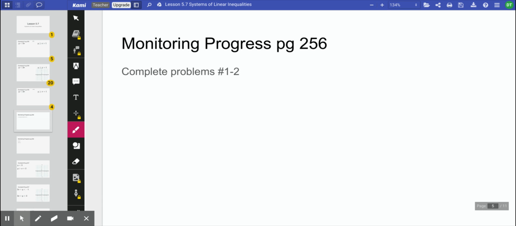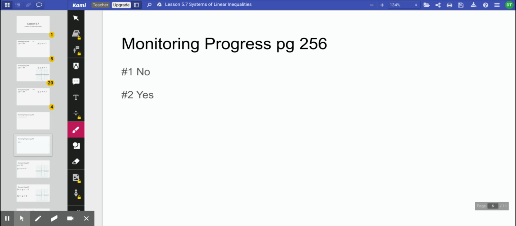All right, I hope you actually took the time to pause and do the problems. And if we look at the solutions, number 1, you should have found was not a solution. So it wasn't in the overlapping area of the graph. But number 2 was a solution. So 1, 4 was a solution.